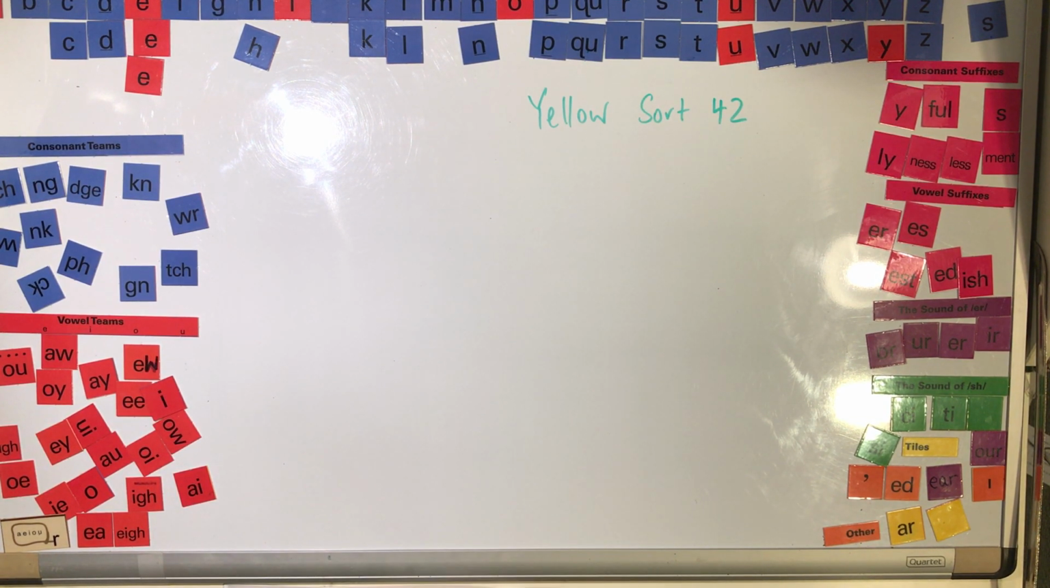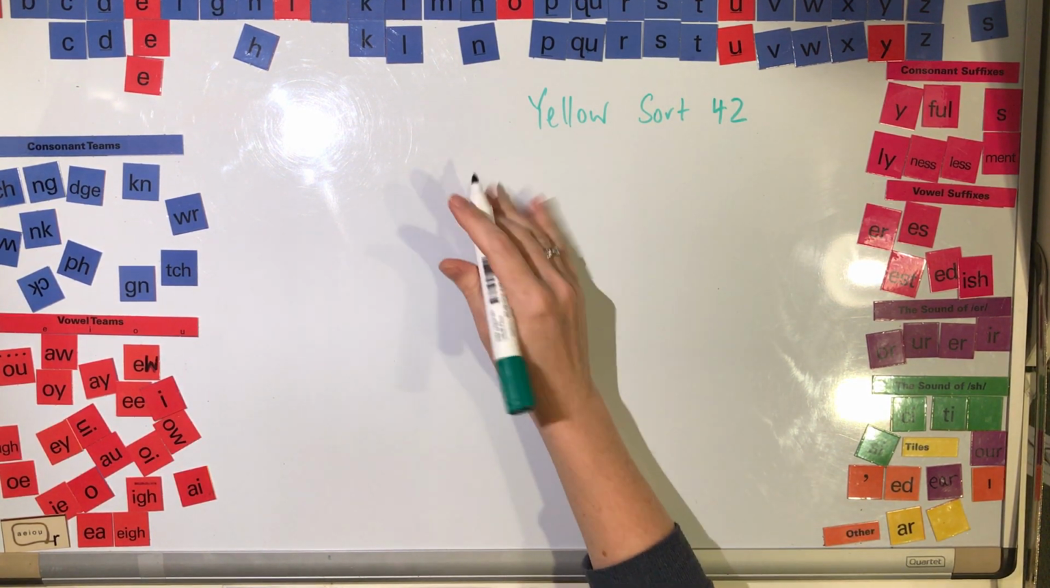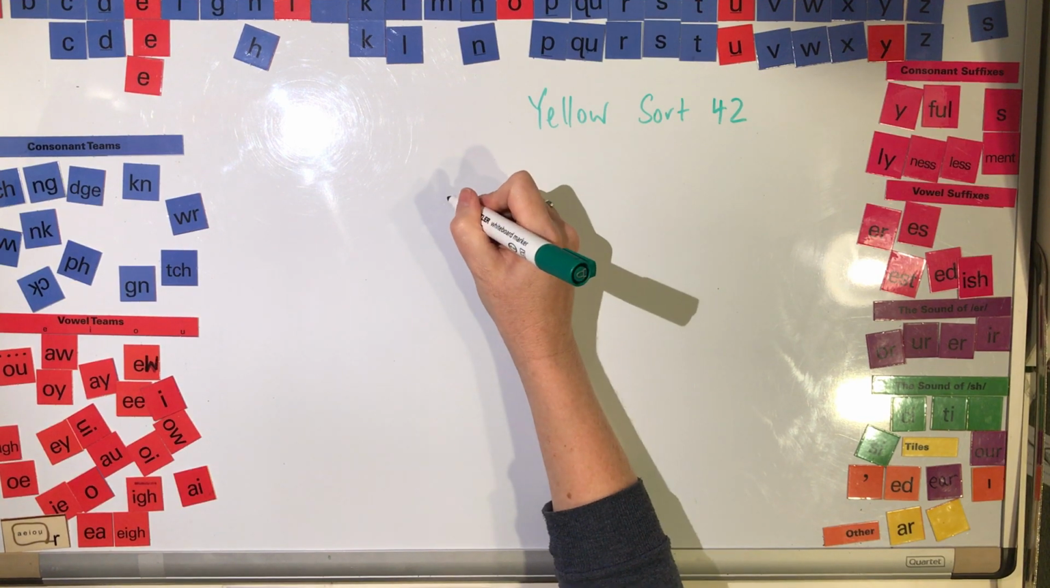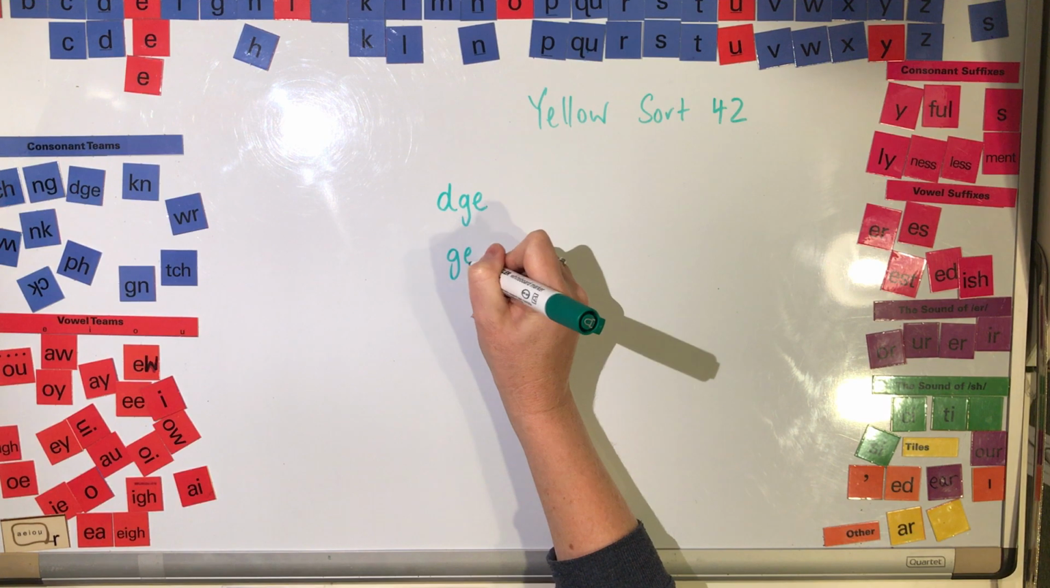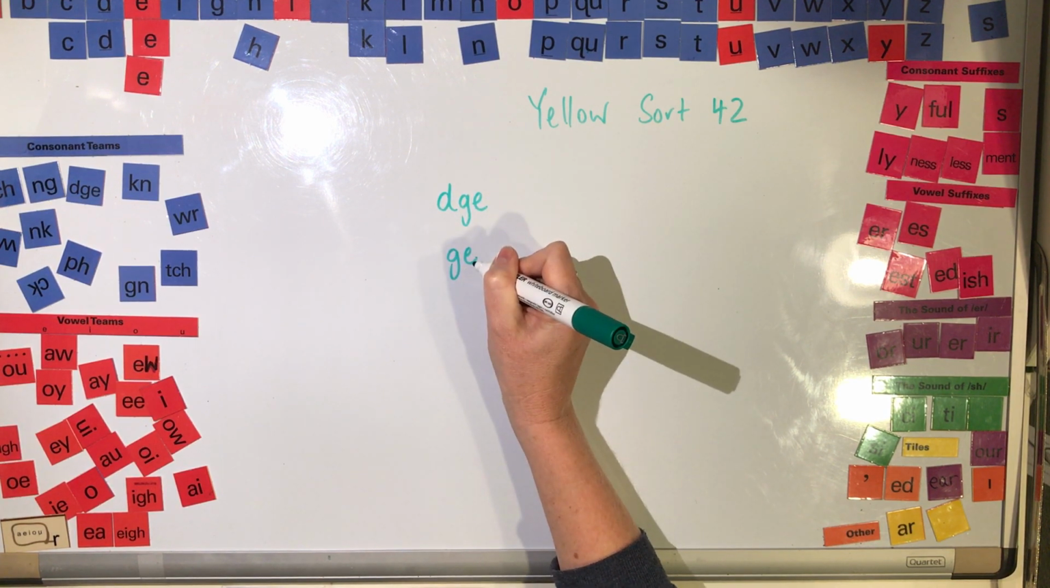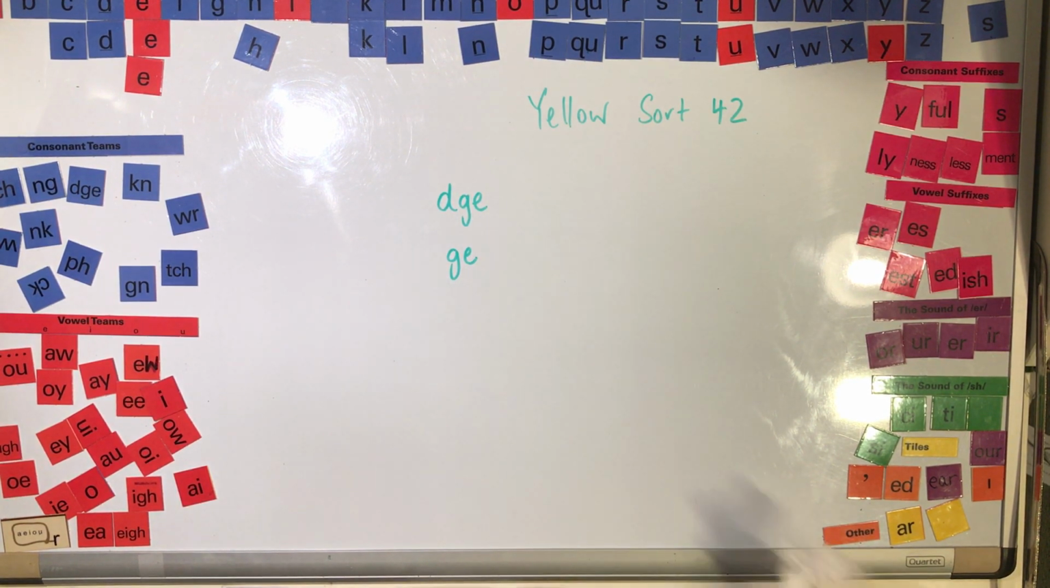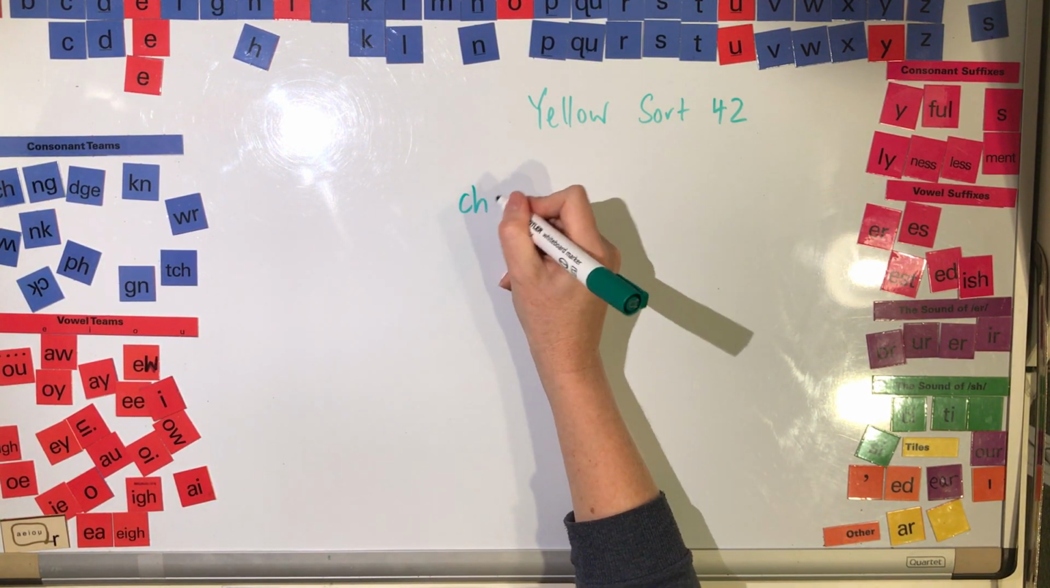Okay, we are going to be looking at sort 42 today, and we are going to be looking at the ch sound. So last week we were looking at the j sound. We were looking at DGE and GE, and where to use that, the j. Now, this week we're going to be looking at the ch sound.